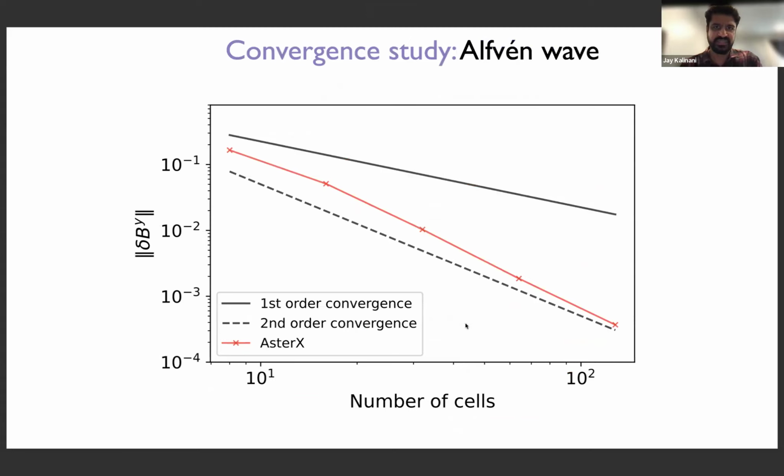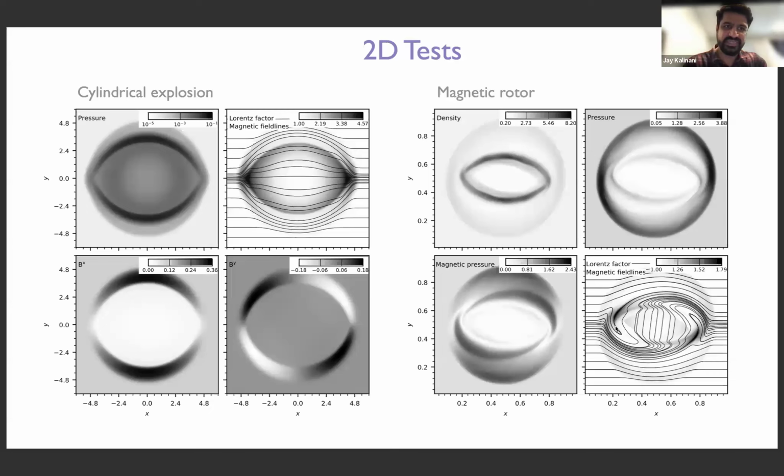Next, we did some convergence study as well when we evolved an Alfvén wave without shocks. And as you increase the resolution, we see AsterX converges to at least second order using, for example, the MinMod scheme. So then for 2D tests, we considered a cylindrical explosion test as well as the magnetic rotor, and we find that these profiles do match well with what we find in literature.